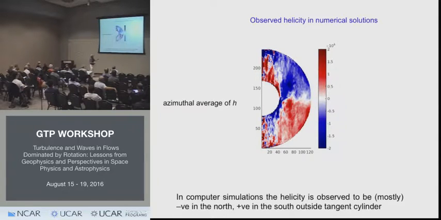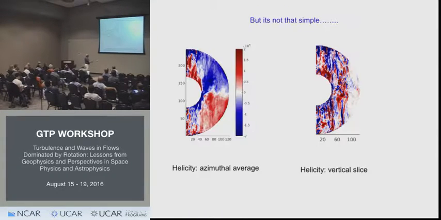I should say that doing azimuthal averaging hides a multitude of sins. If you take a vertical slice, the picture is altogether much more complicated. Here's the azimuthal average for the helicity in this simulation. But if I take a slice, you can see it's much, much more complicated. There's a lot more going on. In some sense, we're necessarily talking about statistics.